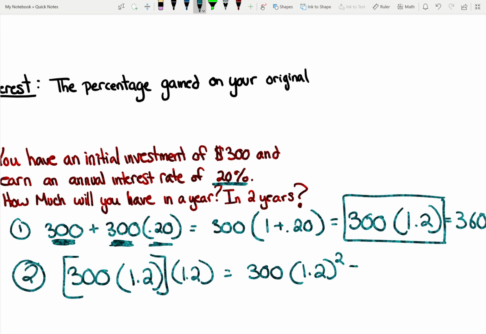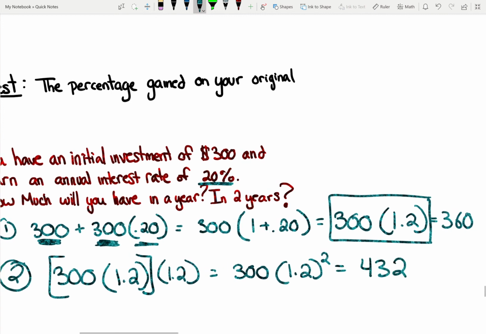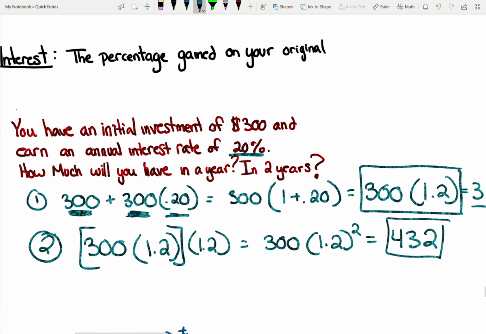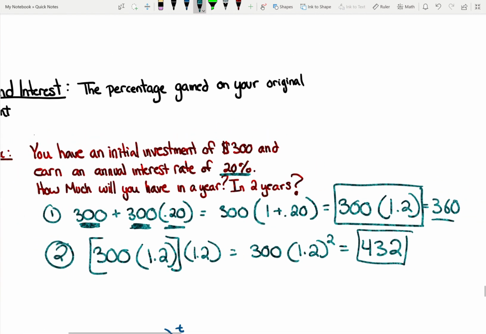So this thing equals 432. So if I have an initial investment of $300 and I hold it in the bank for 1 year, I'll have $360. If I hold it for another year, I'll have $432. All right, so hopefully that made some sense to you. So this is the general formula for something like this.